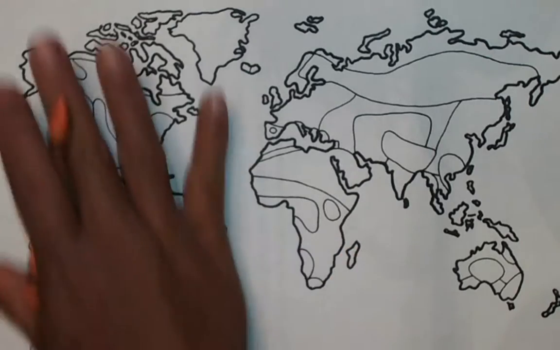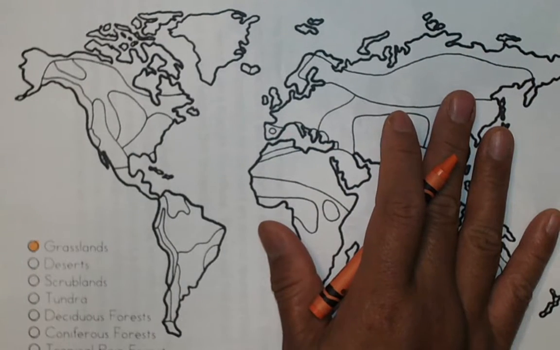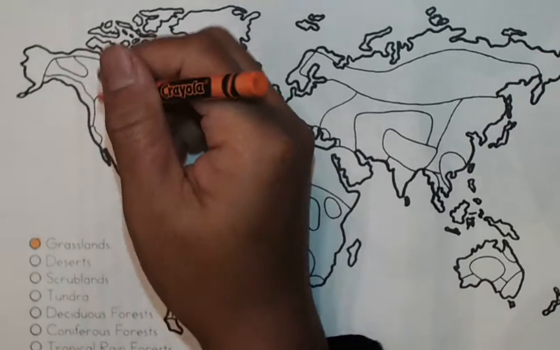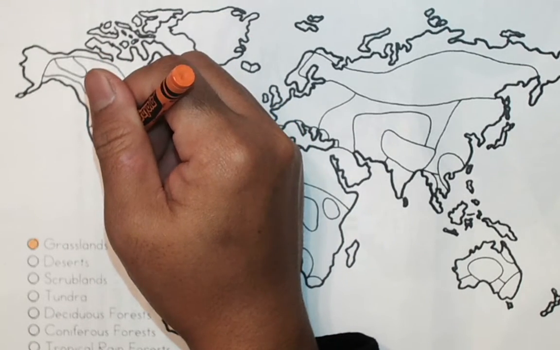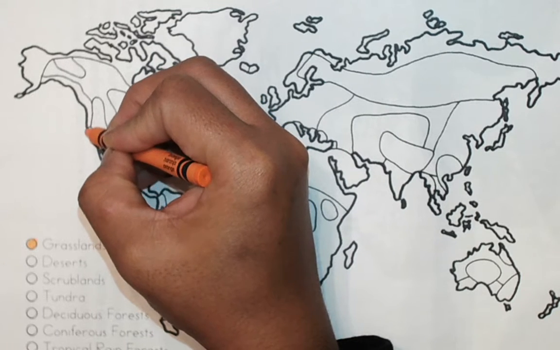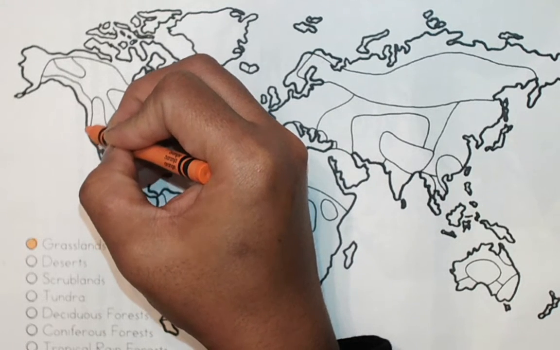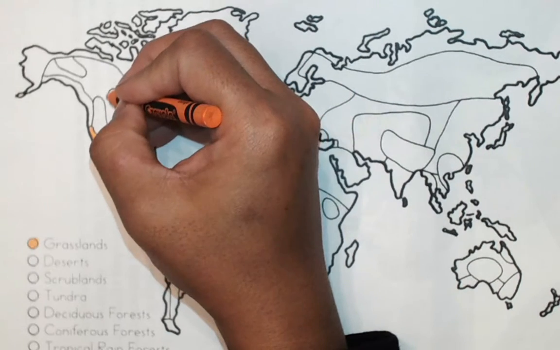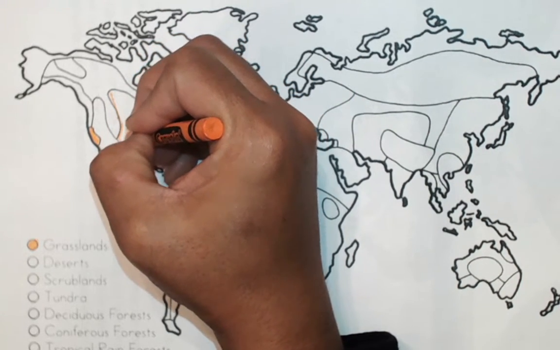And this is a map of the world. So our first grassland area is in the United States area, right over here. And we're going to color two parts. There's a grasslands area right on the west coast of the United States, so somewhere here in California. And then there's grasslands right in the middle.